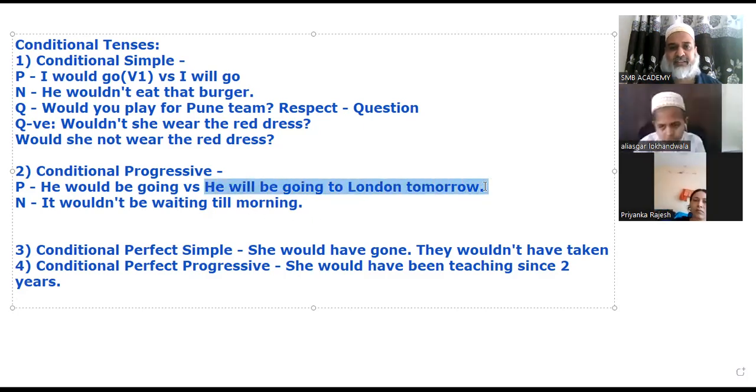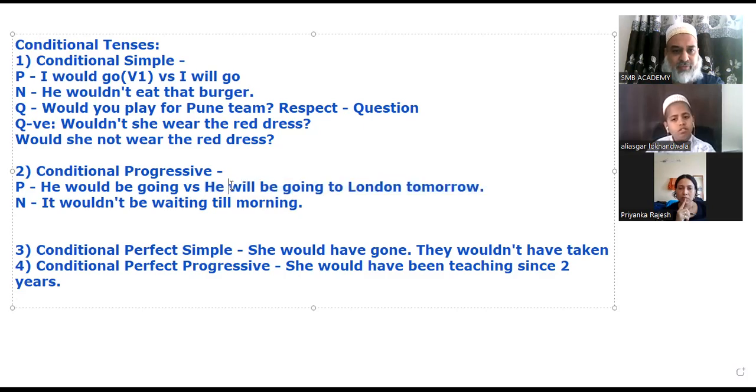We did 3 tenses in the class: present progressive, past progressive, and future progressive. Future progressive is the cousin of conditional progressive. They are cousins. Their features match, their height, their behavior, everything matches. Only the eyes differ: will and would. Everything is the same. Be is be, going is going, he remains he, London remains London.